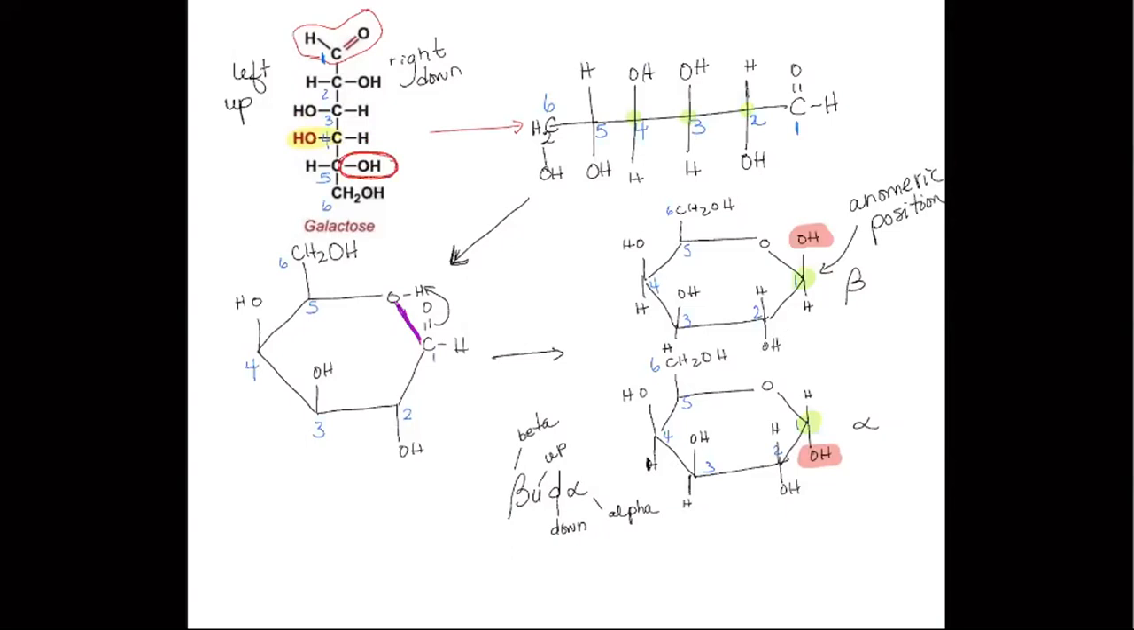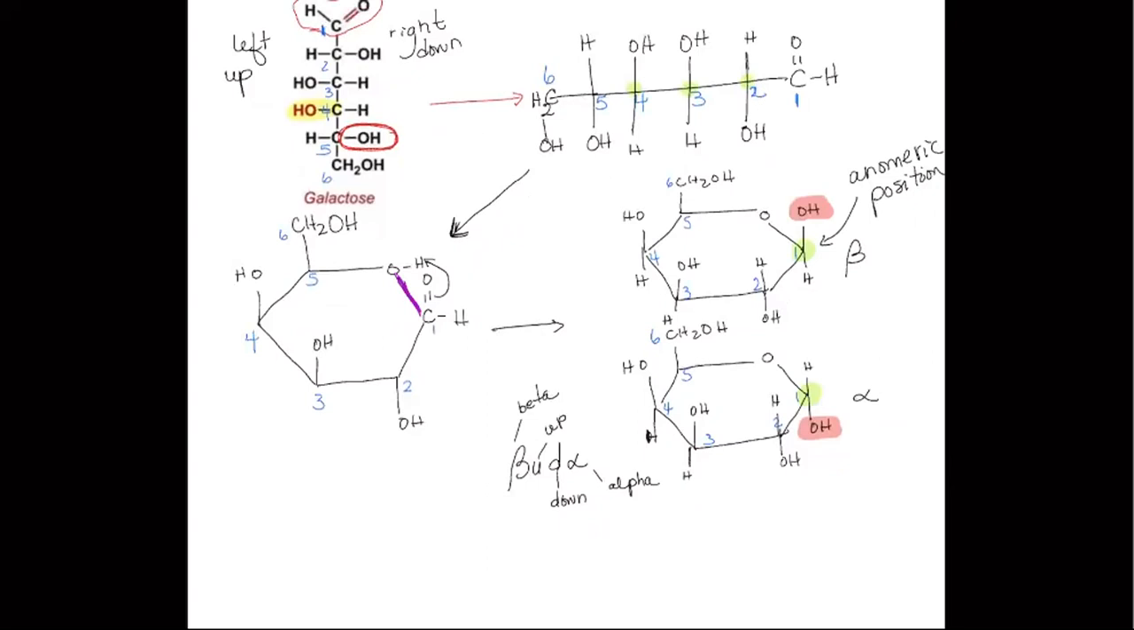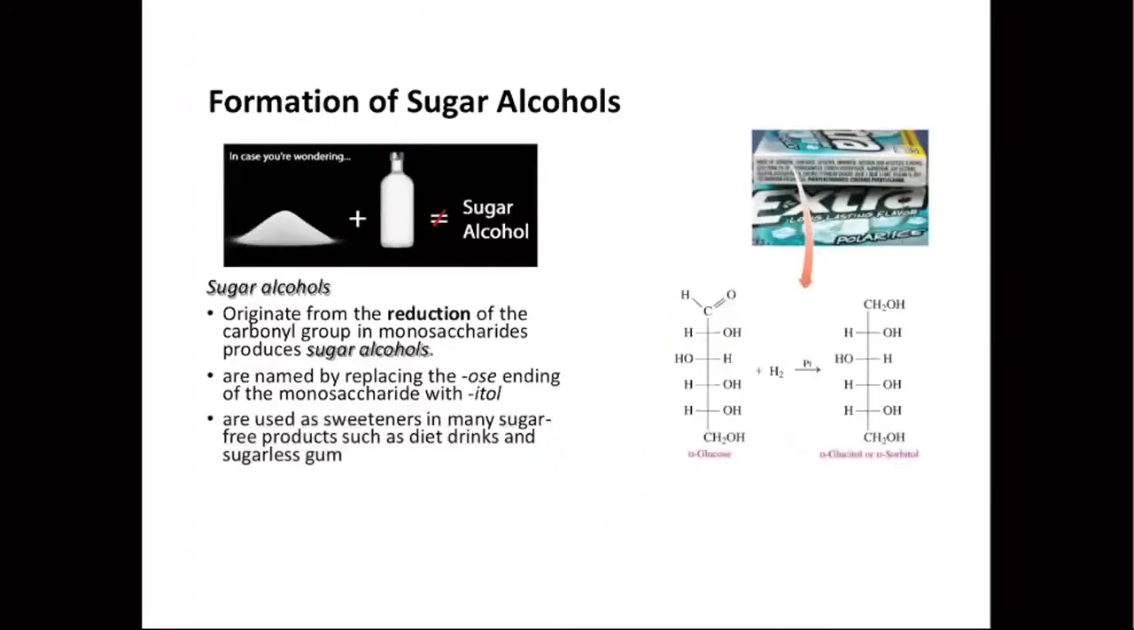Any questions when it comes to the Haworth projection? Which ones are the atoms that cyclize, or how to determine if a Haworth projection is alpha or beta? Great, then let's move on to the next concept that we need to understand when it comes to reactions of carbohydrates.